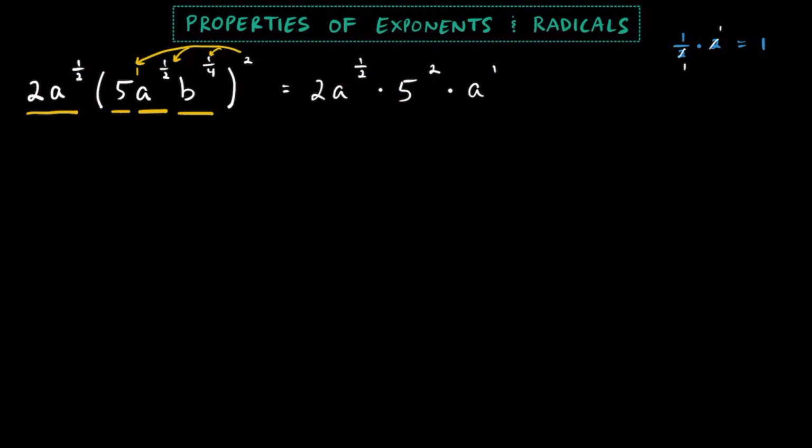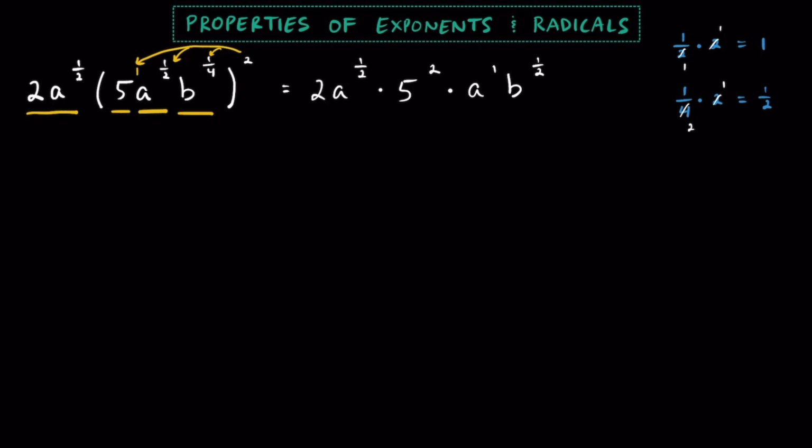And then finally we have b to the 1/4 power raised to the 2nd power. So again, we're going to multiply those exponents of 1/4 times 2, and that 4 and 2 will cross cancel, so we have a 2 and a 1, okay? And that makes sense, because 2/4 is really just 1/2. So this last part is going to be b to the 1/2 power.